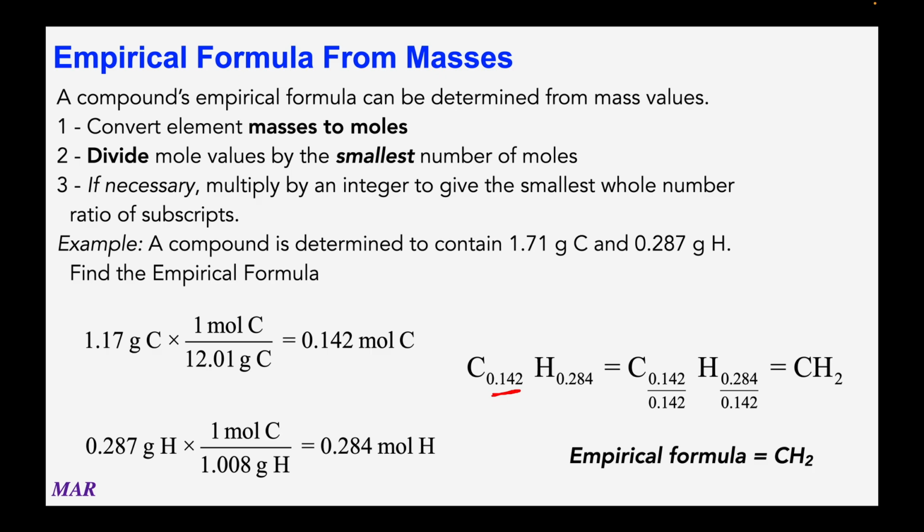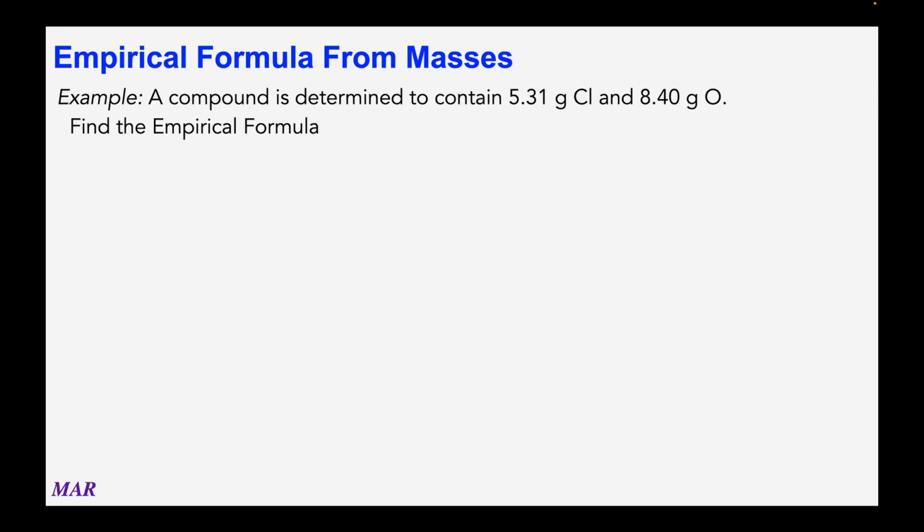Now, it's not the final molecular formula. We'll talk about that in a little bit. But if you have the masses, you can easily find the empirical formula, grams to moles. Compare them. If you need to, multiply by something. Empirical formula. Now here's another example with chlorine and oxygen. So we've got so many grams of Cl, so many grams of oxygen. Let's find the empirical formula.